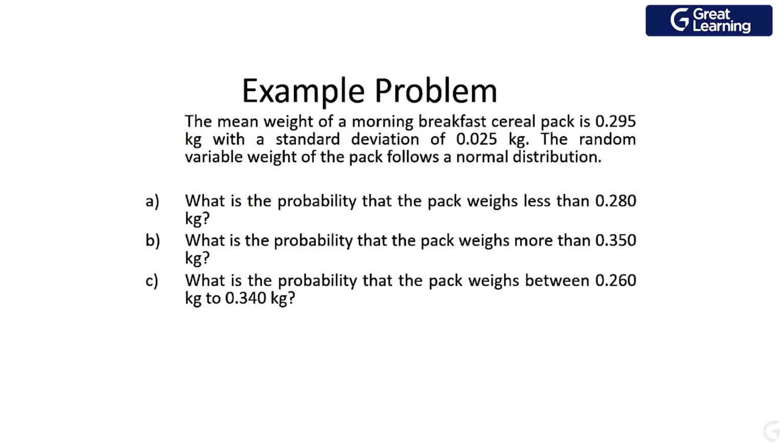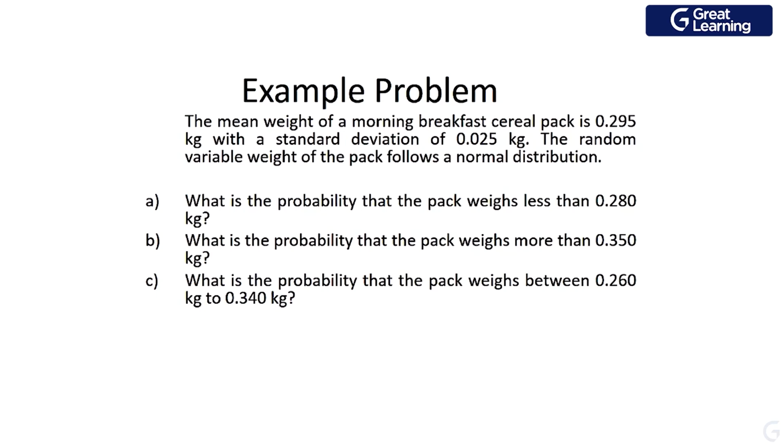But let's understand how the normal curve works. The morning breakfast cereal pack weighs 0.29 kg with a standard deviation of 0.025 kg. The random variable weight of the pack follows a normal distribution. What is the probability that the pack weighs less than 0.28 kg? What is the probability that the pack weighs more than 0.35 kg? What is the probability that the pack weighs between 0.26 and 0.34 kg?